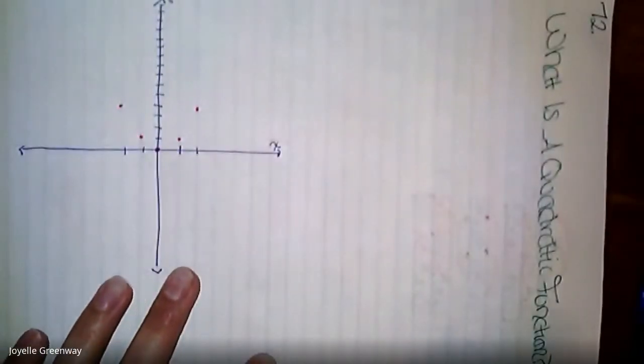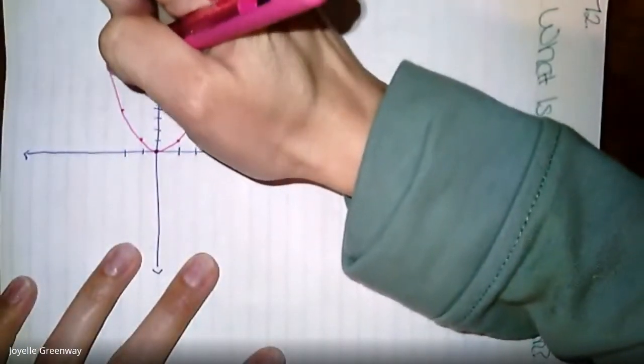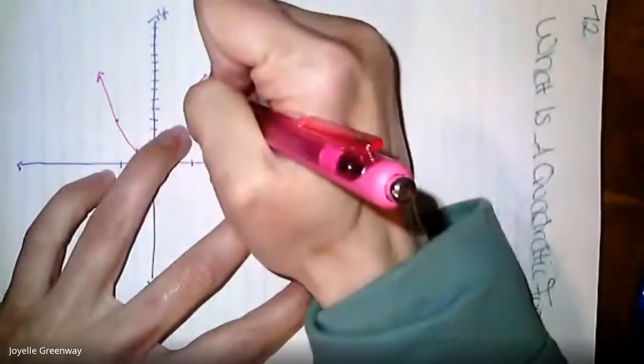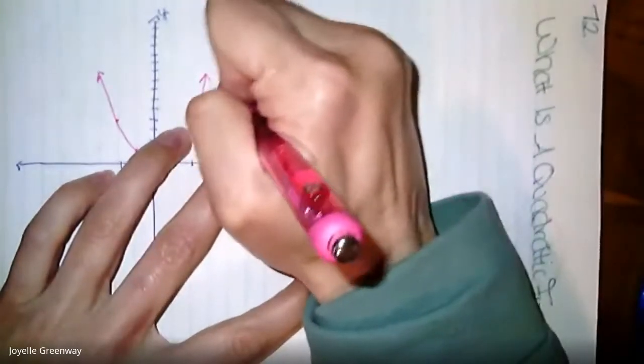Okay. So now this is all rounded because we're making a parabola. And it goes up like that. Okay. So as long as it looks similar to that, it doesn't have to be perfect. So the shape of a quadratic function is called the parabola.